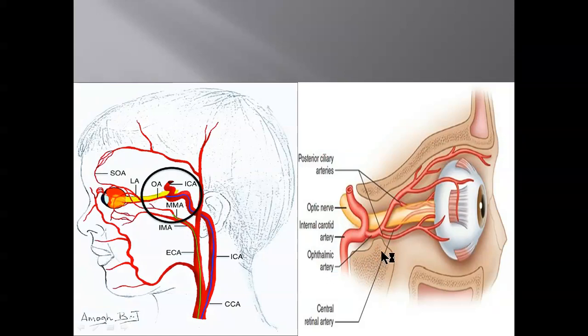Here we have the ophthalmic artery, arising from the ophthalmic segment of the supraclinoid segment. The ophthalmic artery further gives the central retinal artery and other branches. Here we can see the internal carotid artery giving rise to the ophthalmic artery, which further gives the central retinal artery and other branches like the posterior ciliary arteries, etc.